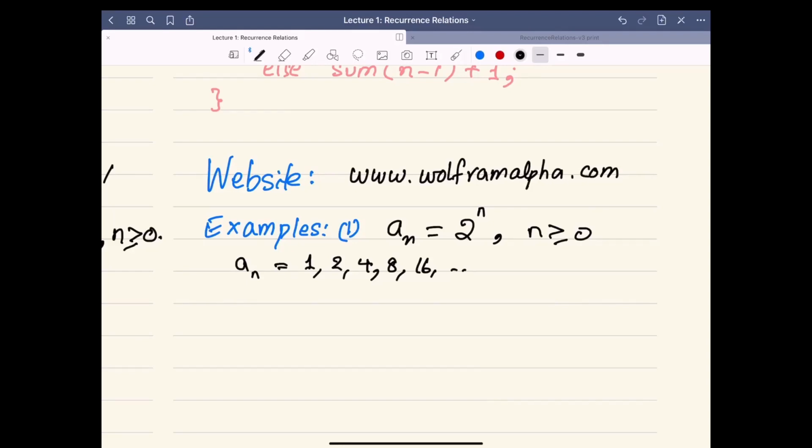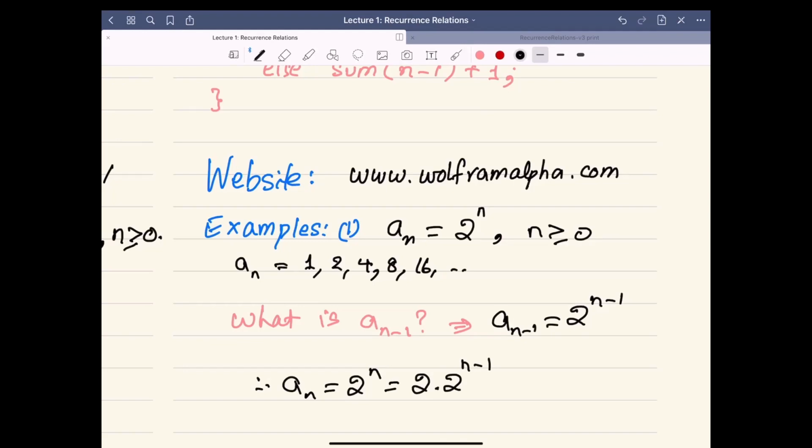So how do we describe it recursively? Ask yourself, if this is an, then what is the equation for an minus 1? The answer is that an minus 1 is equal to 2^(n-1), and you can find it easily from here. You remove n and put n minus 1. So we start from an equal to 2^n, and this is equal to 2 multiplied by 2^(n-1), and since 2^(n-1) is equal to an minus 1, we have 2 multiplied by an minus 1.